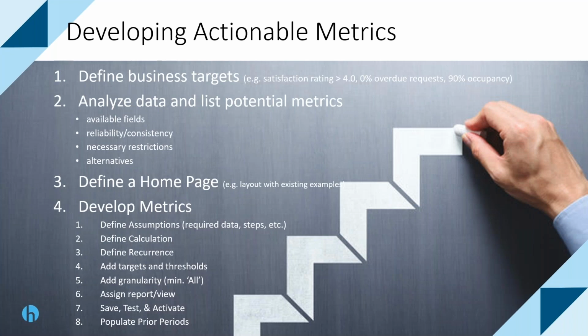So what are the steps for developing these home pages with these metrics? The first 4 steps are here on the screen. And I would say the first 2 steps are probably the most difficult. And that is, number 1, you've got to define your business targets. So what exactly are you going to find useful and actionable? For example, a satisfaction rating over 4.0 or under 4.0? Do you want 0% overdue requests? Do you want 90% occupancy? Those types of things. A lot of people haven't thought about those, by building or by location. And that's the kind of thinking that has to go into this first.